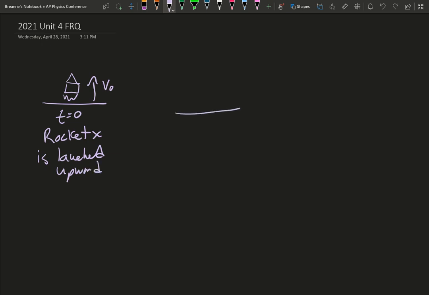So it's saying that at the beginning we have a rocket. It's moving at initial velocity, and this is at time 0, so this is at the very beginning. And this is for rocket X, and it says it's being launched upward. Then we have a little snapshot of the rocket in the air. And this is at time t1, so this is at some time after it's been launched. And again, we're still dealing with rocket X, and this is when it reaches max height.